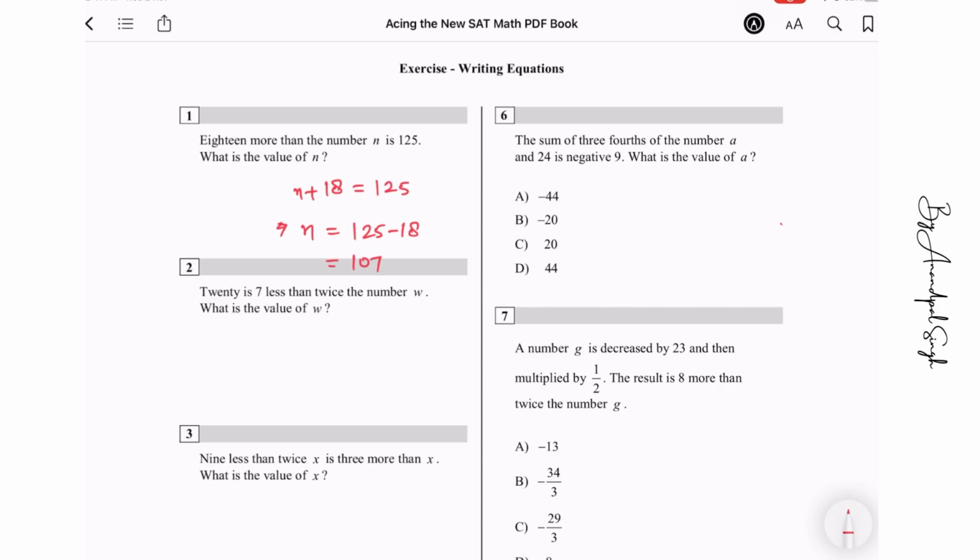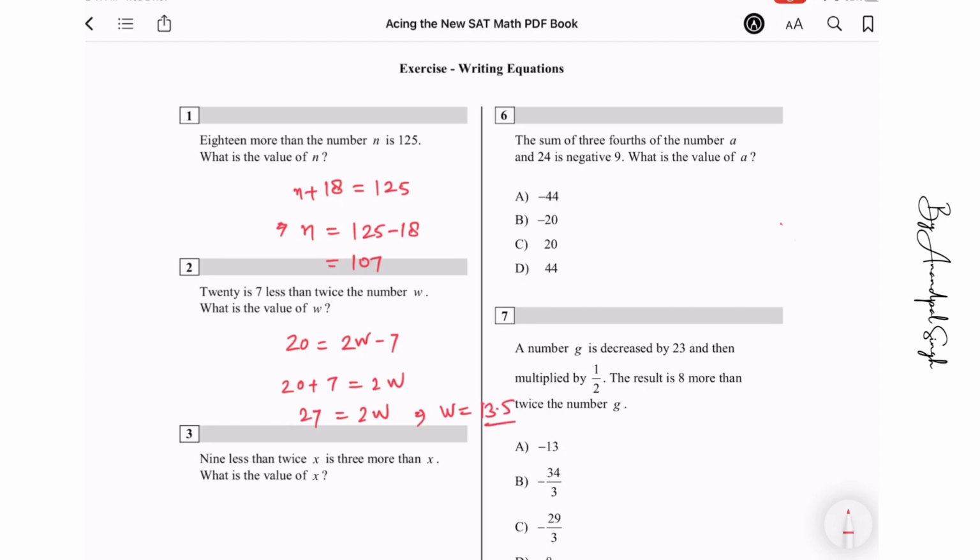Next question. 20 is 7 less than twice the number w. 20 is equal to, "is" means equals, 7 less than twice w, so 2w minus 7. What is the value of w? Now adding 7 on both sides, you get 20 plus 7 equals 2w. So 27 equals 2w, which implies w equals 13.5.